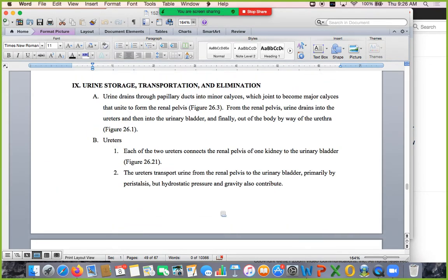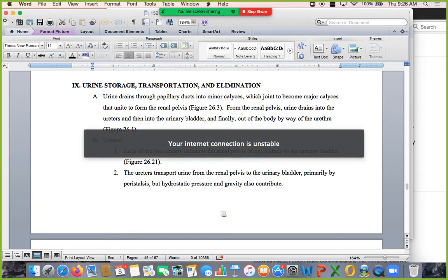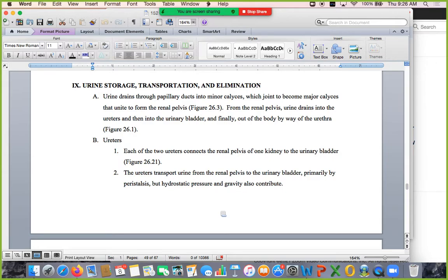Urine storage. Storage is important, though. So urine is basically going to drain into the minor calyces. The minor calyces join together to become major calyces. That's going to form the renal pelvis. And then that renal pelvis is going to drain into the urinary bladder and then out of the body itself by way of the urethra.